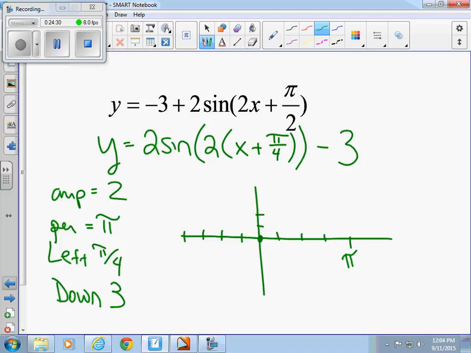Pay attention when you're graphing how far you're moving up and down. Why do I say pay attention to how far you're moving up and down? That way you make your y-axis. If you're moving up 10 units, you might need to count by something other than 1.